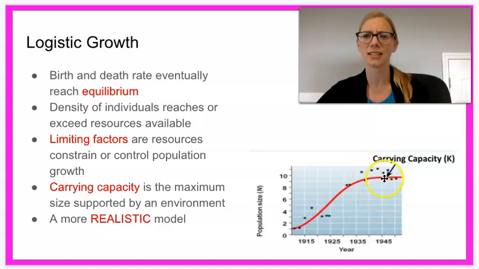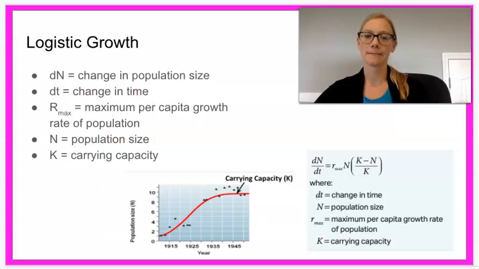And you'll notice these dots, sometimes you can go over the carrying capacity or under it based on resource availability and fluctuations, and that's totally normal. But this is a much more realistic way of measuring population growth. It's much more what actually happens.